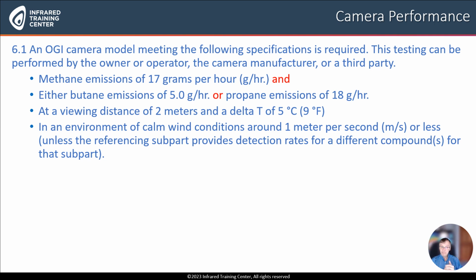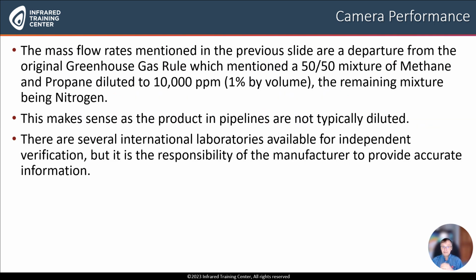the cameras can see methane emissions of 17 grams per hour or less, and either butane emissions of 5 grams per hour or propane of 18 grams per hour. And this has to be done at a viewing distance of 2 meters and a delta T of 5 degrees Celsius, which again is 9 degrees Fahrenheit temperature change, in an environment of calm wind conditions, around 1 meter per second or less. And so these are the general testing requirements.